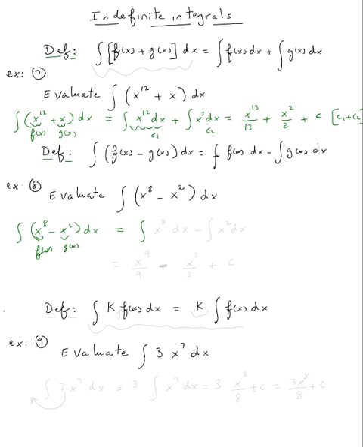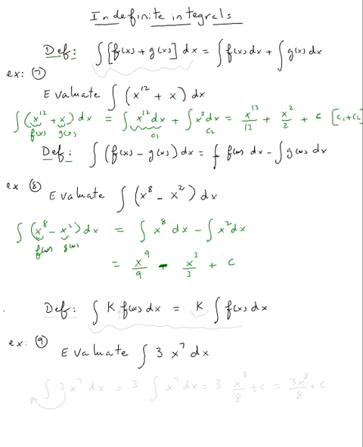So this is the same thing as the integral of x^8 dx minus the integral of x squared dx, which is equal, using the power rule for integrals, to x^9 over 9, since 8 plus 1 is 9, minus x^3 over 3, since 2 plus 1 is 3, plus some constant.